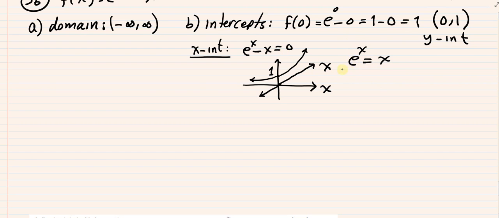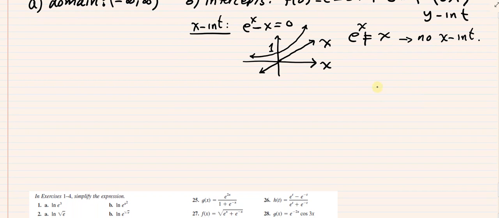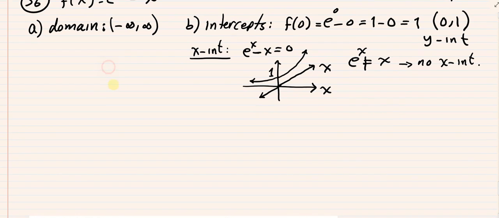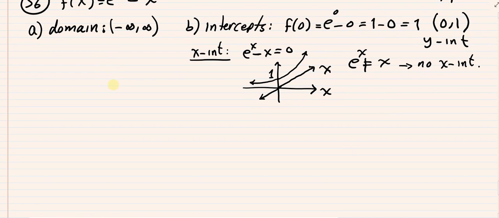Well, e to the x and x, as you can see, they never cross, so this can't ever happen. So that means there is no x-intercept, and that makes it really easy. So when there's no x-intercept, the graph is either entirely above or entirely below the axis over the domain. So we'll keep that in mind: no x-intercept, but there is a y-intercept.